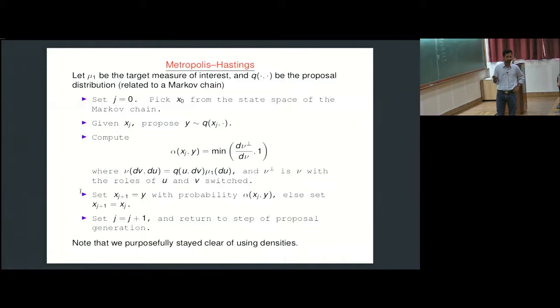Once you have sampled y, now you want to do something which is called the acceptance rejection step. You compute this quantity. Recall, this expression used to look like a ratio of likelihoods, and that's why I'm writing it like this. I'm not using the language of densities at all, and that's very crucial. So this is basically the Radon-Nikodym derivative of these two measures, where nu is the joint likelihood and nu perp is the switched likelihood. And then the rest of the steps are exactly the same as Metropolis-Hastings.